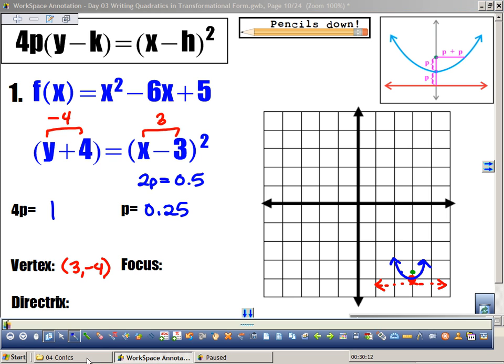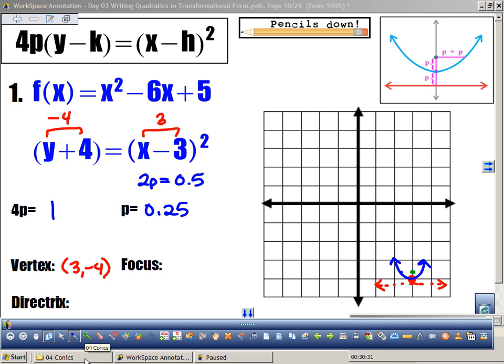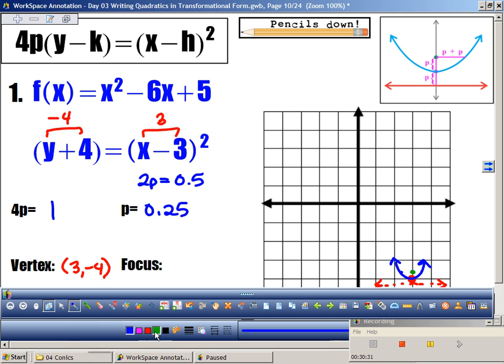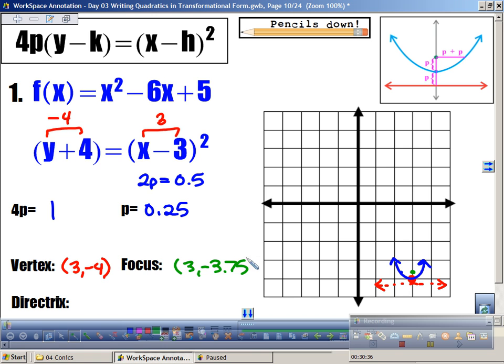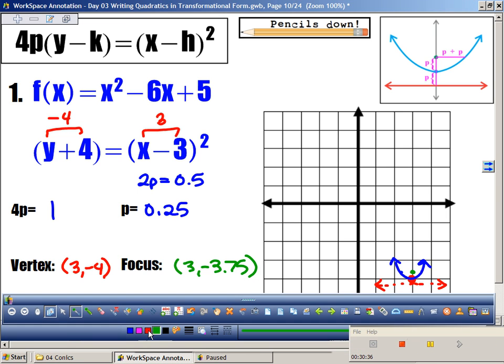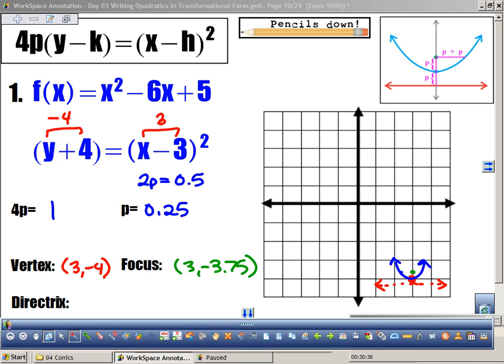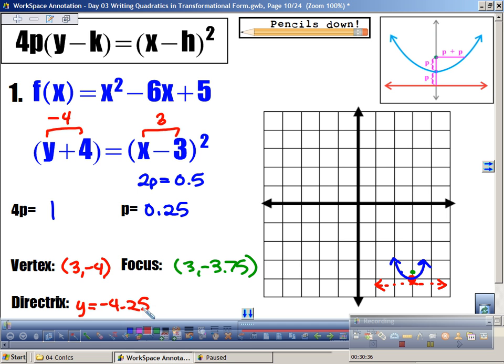If I have to go up 0.25 for the focus, it would be 3, negative 3.75. And my directrix, I'd have to go down another 0.25, so it would be y equals negative 4.25. Okay? You're just going up and down from your vertex.